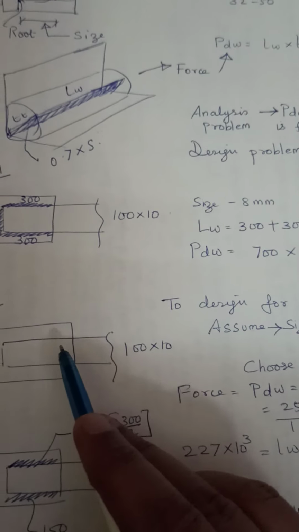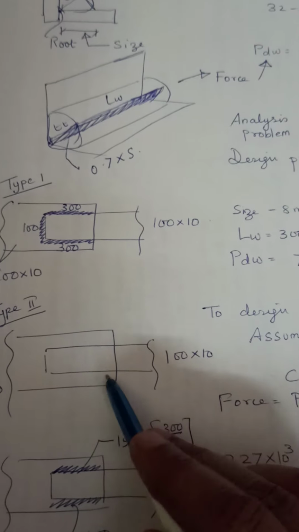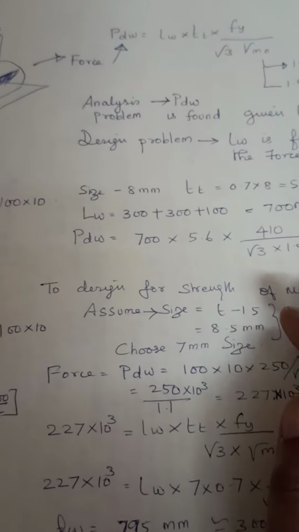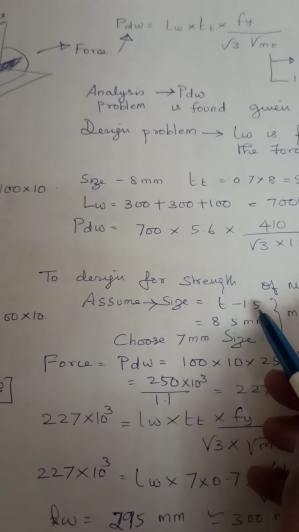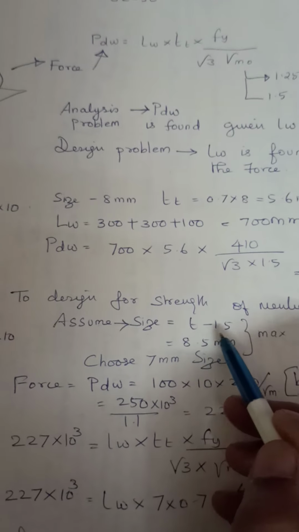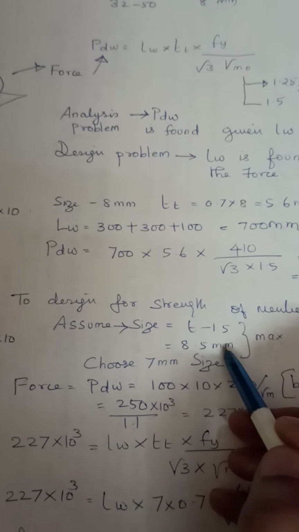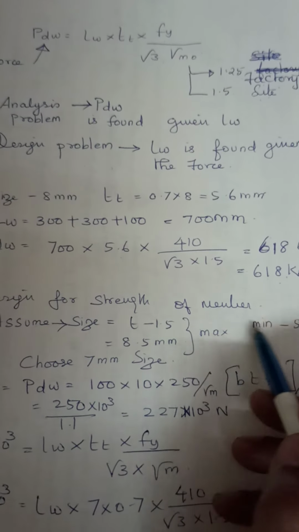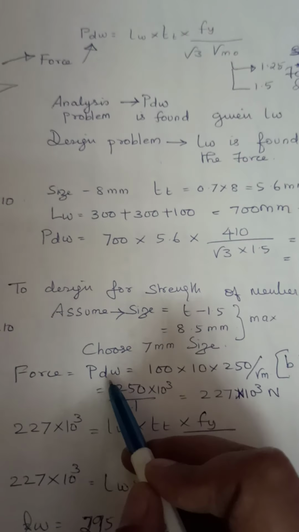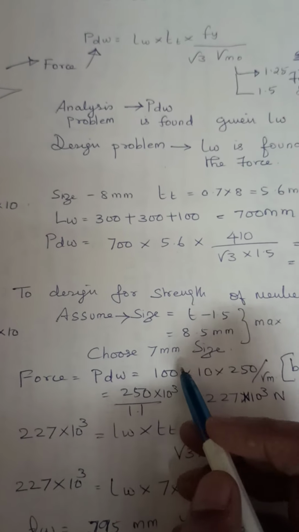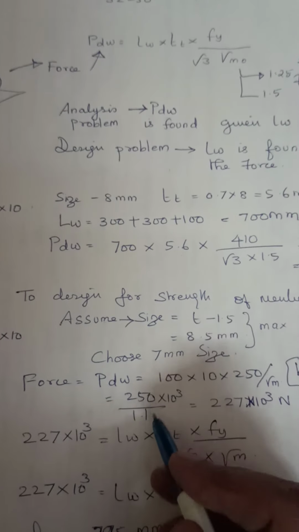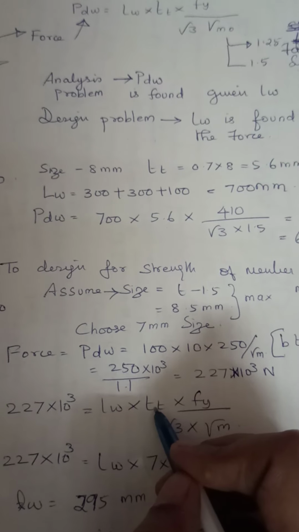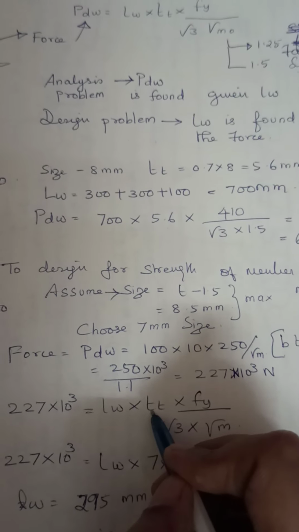On the contrary, when we do a design problem with the same set of data, a 200 by 10 mm plate and a 100 by 10 mm plate, here I am assuming the size of the weld. The maximum size is the plate thickness minus 1.5, which gives the maximum size. The minimum size of the weld is 5 mm, so choose an average value between these two as 7 mm. Then substitute here, the length of the weld is to be found. Throat thickness we can substitute here as 7 into 0.7, which is 4.9 mm.